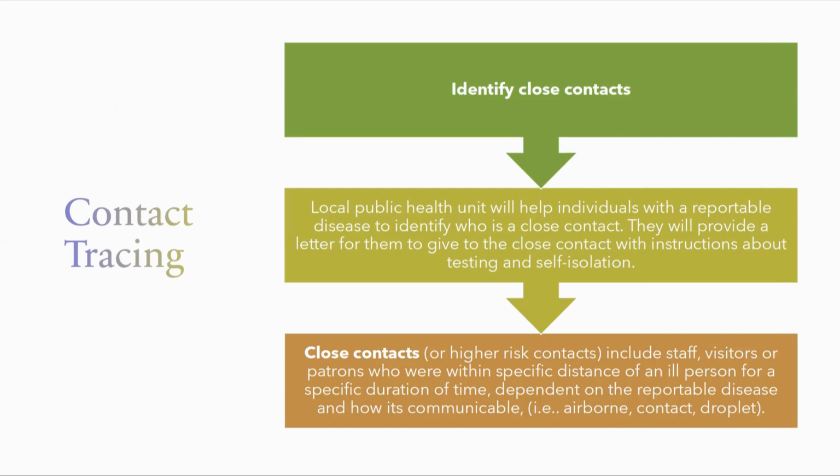Close contacts or high-risk contacts include staff, visitors, or patrons who are within a specific distance of an ill person for a specific duration of time, dependent on the reportable disease and how it is communicable, be it airborne, contact, or droplet. So if I'm in a room, which I've done many a time, where someone, for instance, let's use measles, is positive for measles, and the case was in the room, and then two or three other people came into the room maybe 5 minutes after that case left, those three or four people are now close contacts of that person, because measles is airborne and very highly infectious as well. Next page.